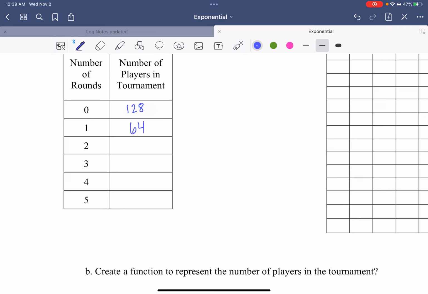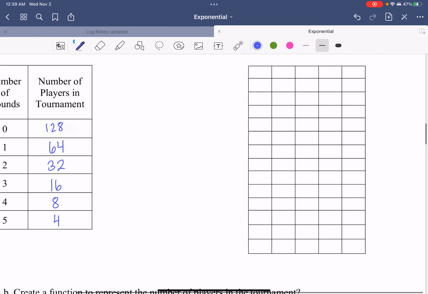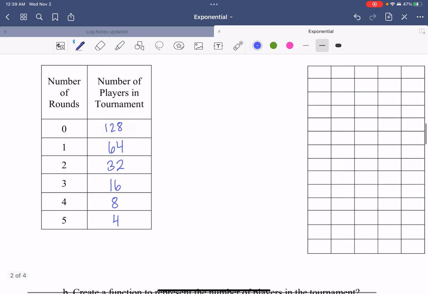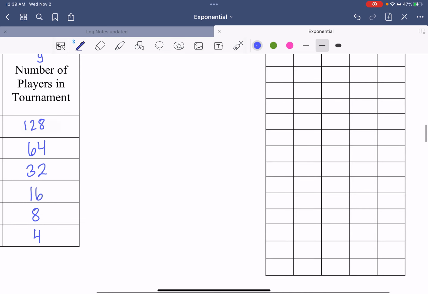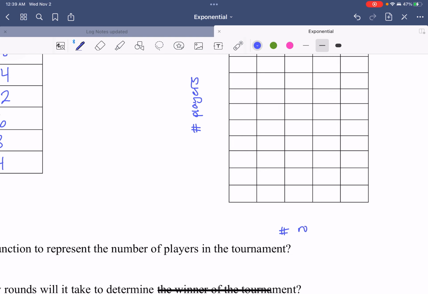64 times 1/2 is 32. 32 times 1/2 is 16. 16 times 1/2 is 8. And 8 times 1/2 is 4. Okay, so we're going to graph this again. So the number of rounds will go on the x-axis and the number of players will go on the y-axis. So I'm going to label my axes now. So number of players versus number of rounds.